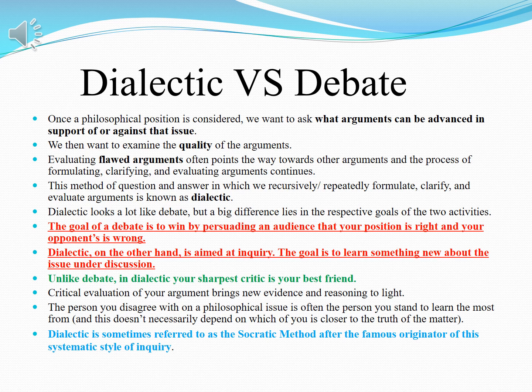Evaluating a flawed argument, flawed meaning defective, often points the way toward a better argument, and the process of formulating, clarifying and evaluating arguments continues. So if we have a flawed or defective argument, we try to correct it and go to the right one. This method of question and answer, in which we repeatedly formulate, clarify and evaluate arguments, is known as the dialectic.